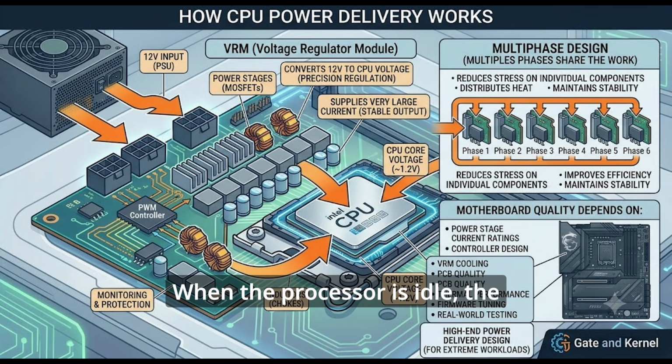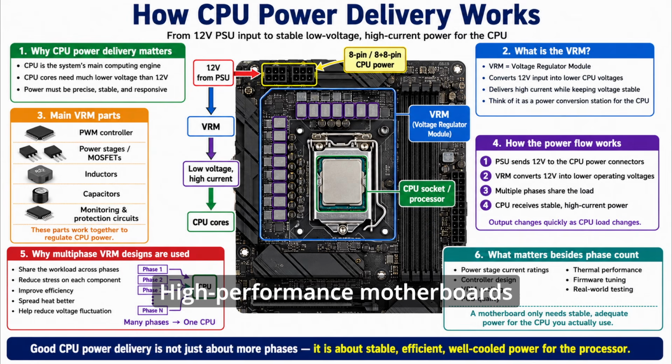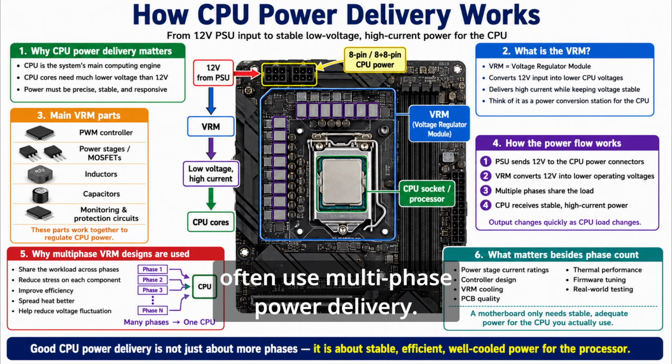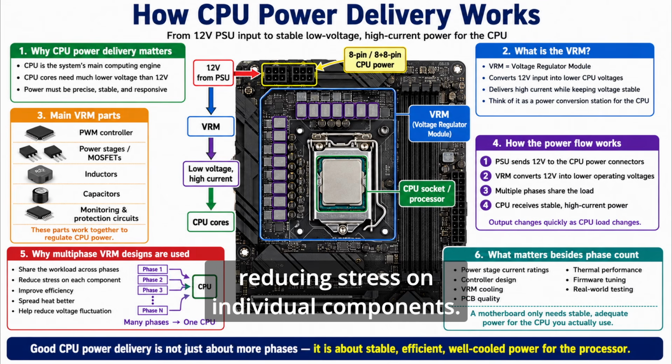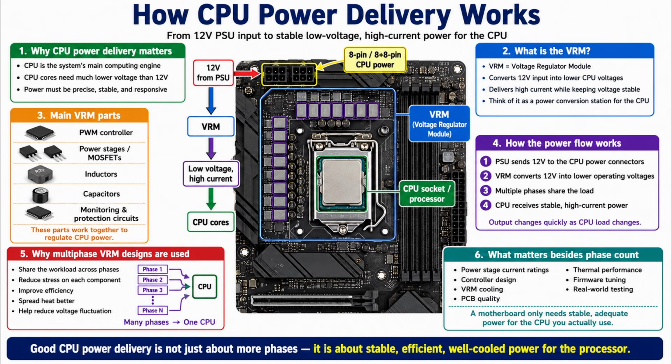When the processor is idle, the power system reduces its output. Under heavy load, the VRM must increase current quickly and minimize voltage fluctuations. High-performance motherboards often use multi-phase power delivery. Multiple phases share the current and heat, reducing stress on individual components.